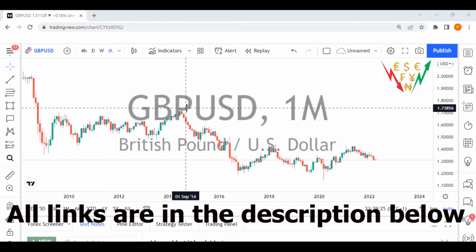Okay, a quick one here, the pound USD, guys. We're on the monthly chart here. Let's start on the monthly chart. But before then, let's look at the fundamental outlook of the pound USD.